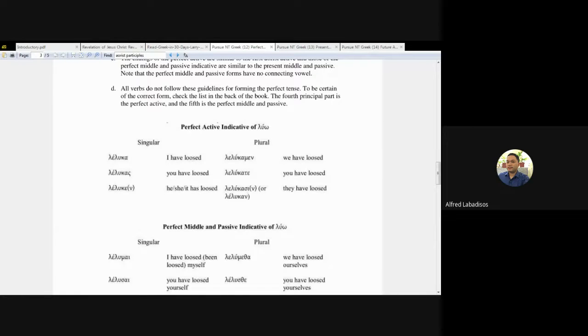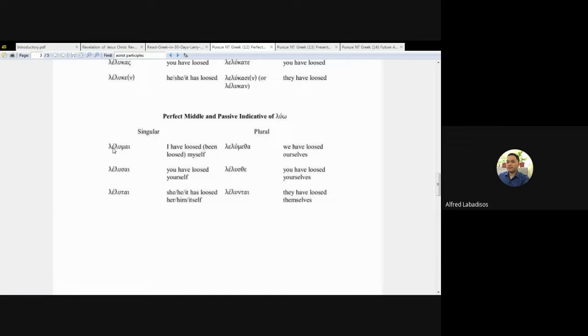Then for the middle and passive, we have lelomai, I have loosed myself or I have been loosed. Lelosai, you have loosed yourself or you have been loosed. Then we have lelutai, he, she, it has loosed himself, herself, or itself. For the passive, it's he, she, it has been loosed. Then lelometha, liluste, liluntai: we have loosed ourselves, you have loosed yourselves, and they have loosed themselves.